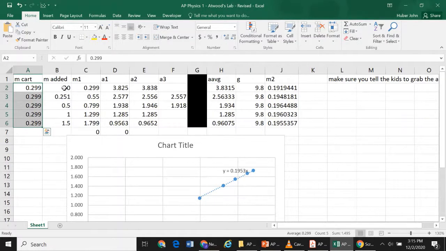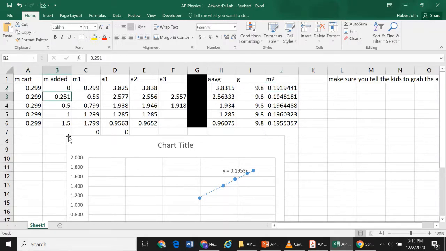So notice I did this first without adding any masses. I measured some accelerations. I averaged them together for my average acceleration. I actually showed a little bit of a calculation over here too, to just see what I would get if I just calculated the acceleration from that trial alone.